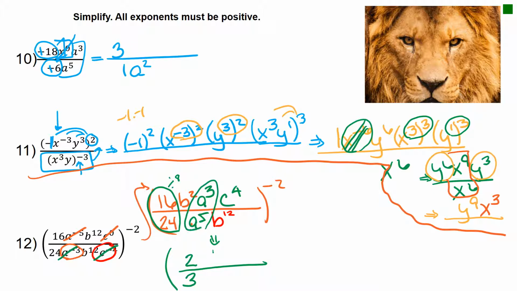Look at the a's. There's more a's on the bottom. 5 minus the 3 that would cancel is 2. Look at the b's. 2 on the top, 12 on the bottom, so they stay on the bottom. 12 minus 2 is 10. And I have c to the 4th on top.